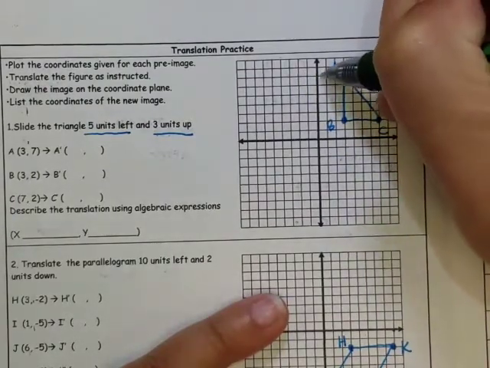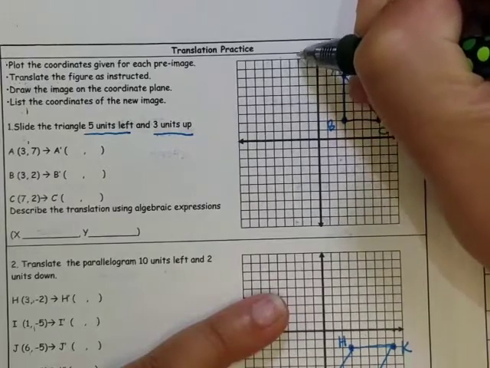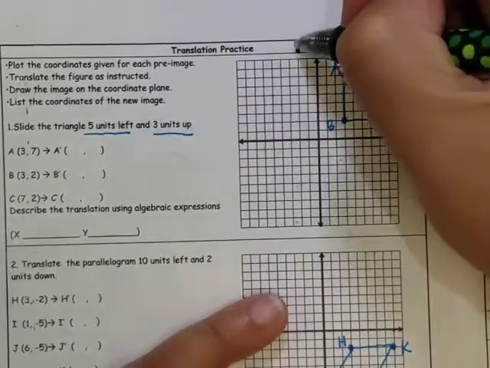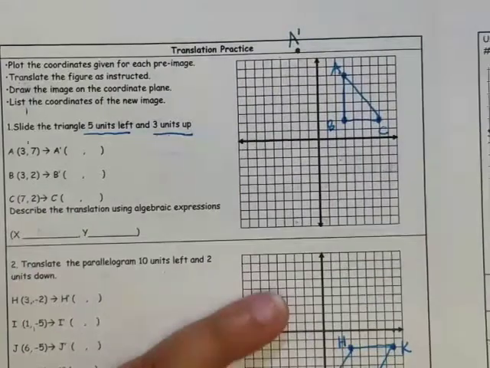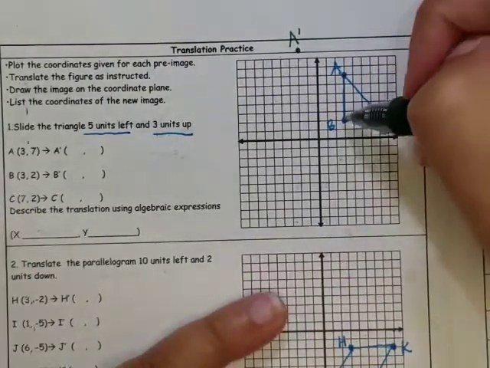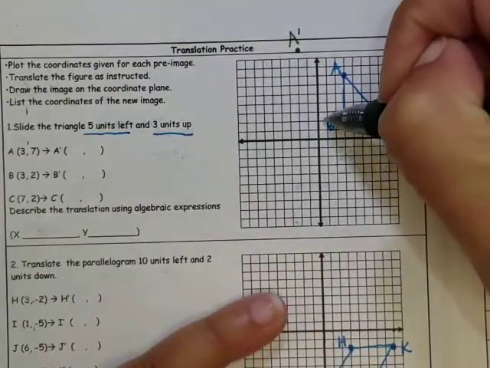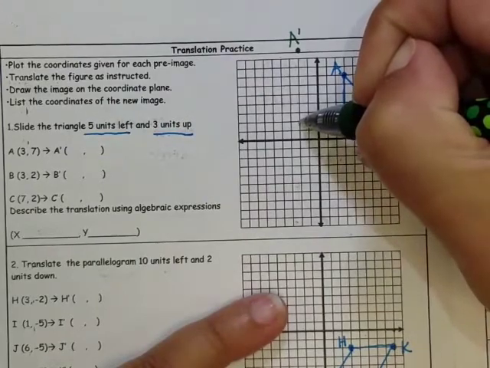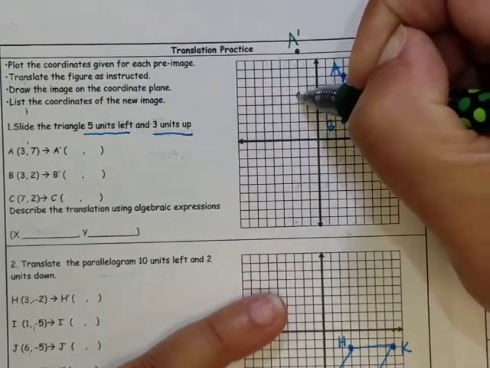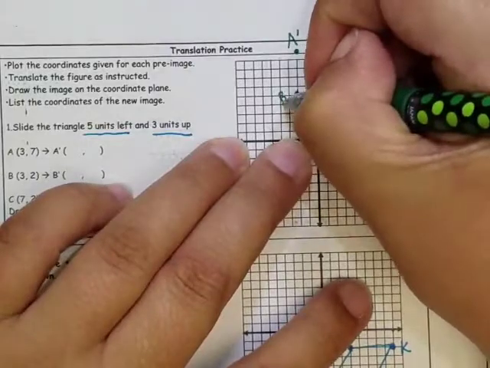Wait, 1, 2, 3, 4, 5, 3. And it does go off the paper, and I apologize for that. So A prime. All right, now we're going to do B, 5 units to the left, 1, 2, 3, 4, 5, and 2 units up, 1, 2, 3. So 3 units up.